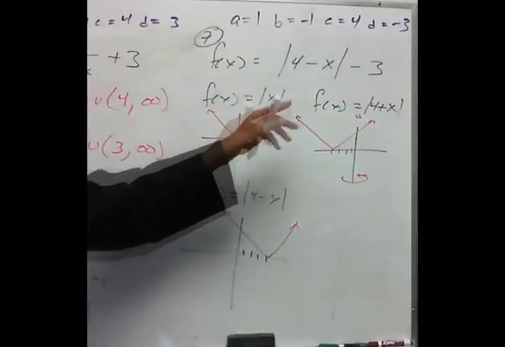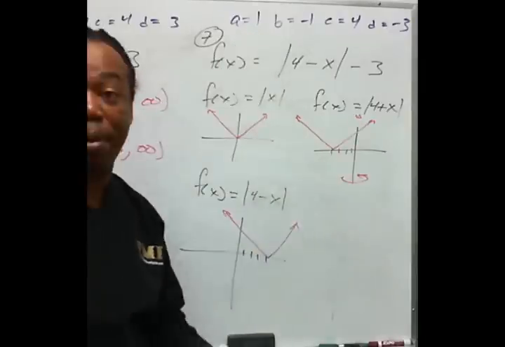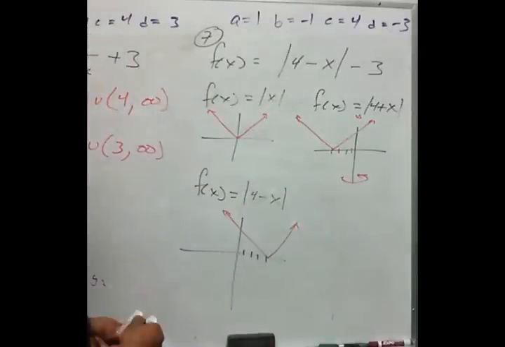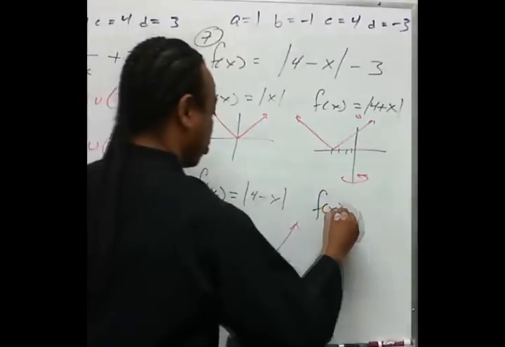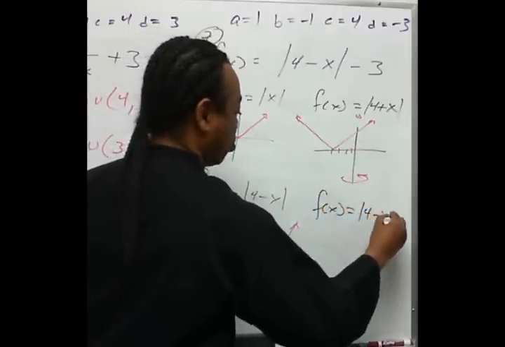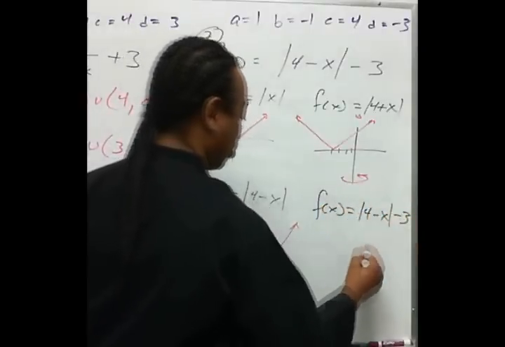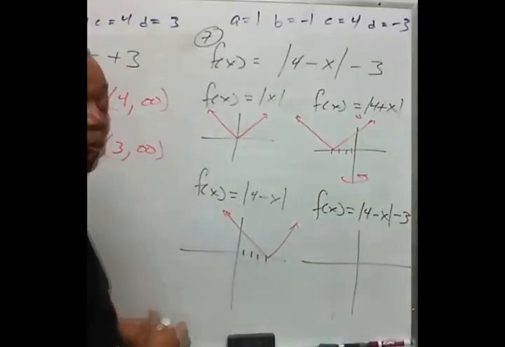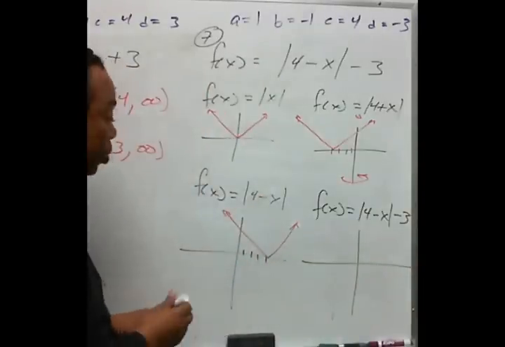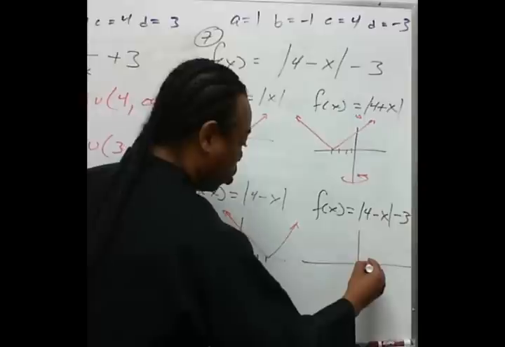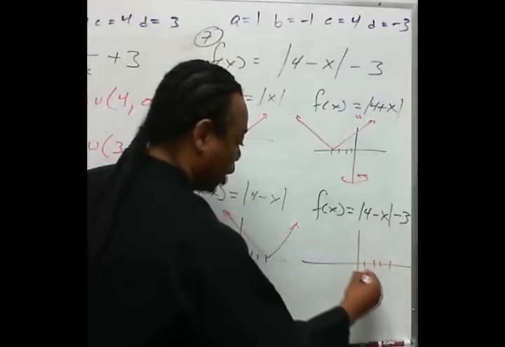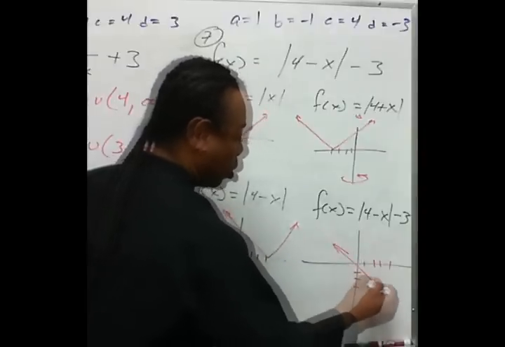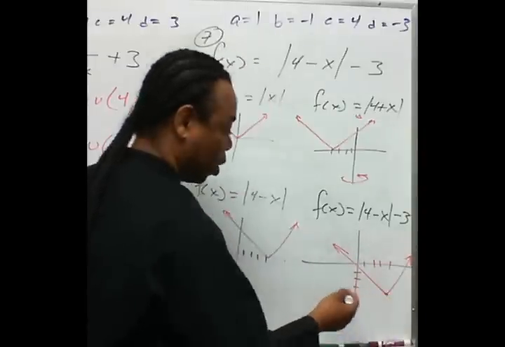Lastly, the d parameter, and again we're skipping the a parameter because it's 1, it's understood, doesn't make any changes. The d parameter is -3. So we get absolute value of 4 minus x and then -3. What happens now with the negative d parameter, it lowers 3 times. So 1, 2, 3, 4, but then down 3. And so now the vertex is here, and the absolute value function looks like that.